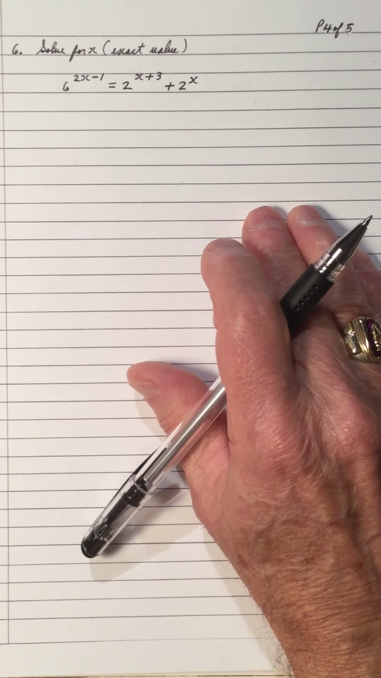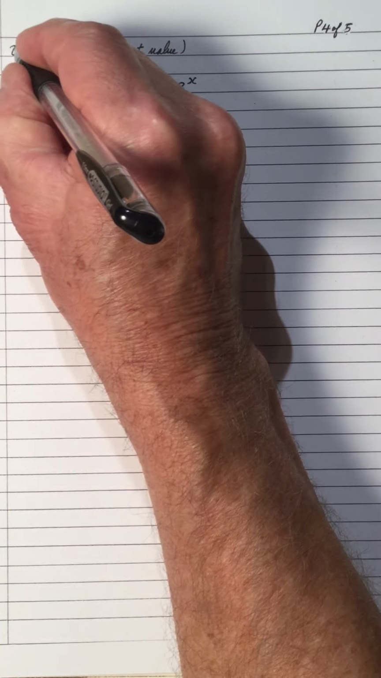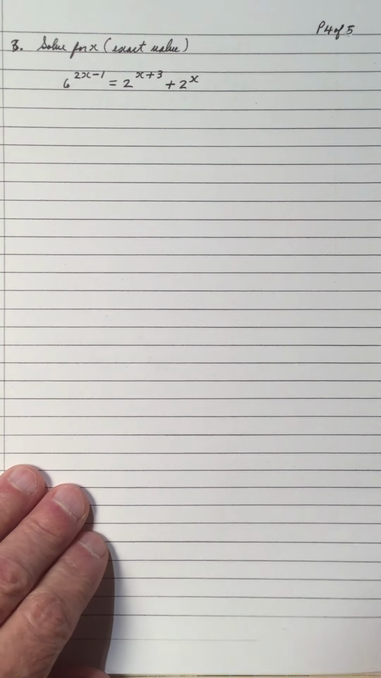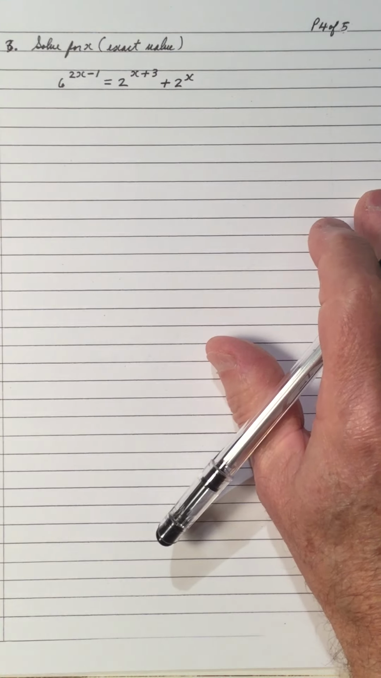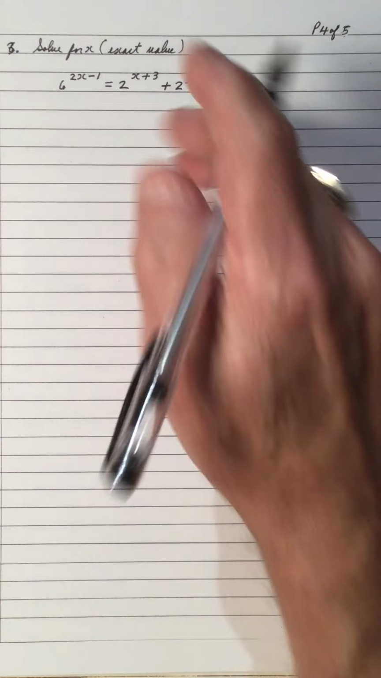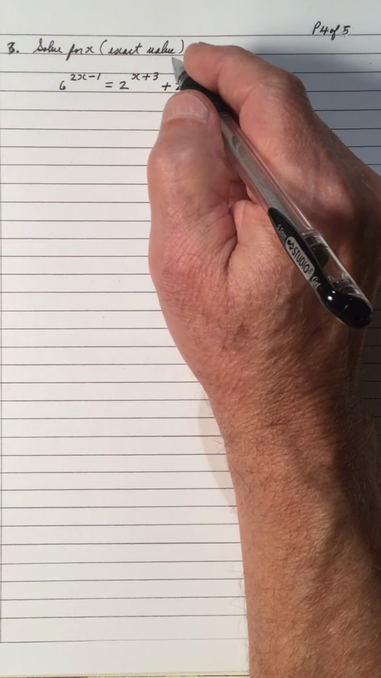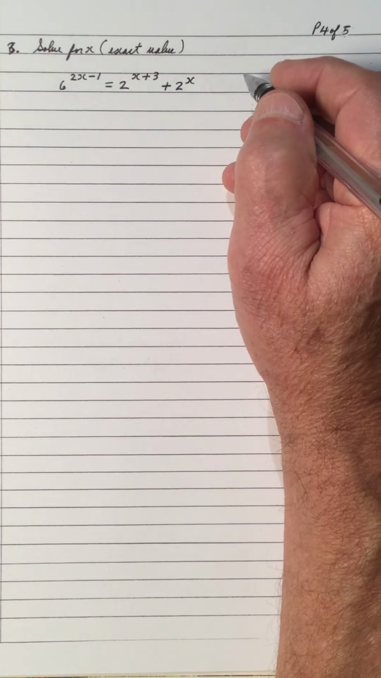I got 6 here, but really it's problem 3. 6 on the previous page because I was going to do more problems. Oh, okay, that's okay. Now, solve for x, exact value. Now I came across a different kind of equation to solve.